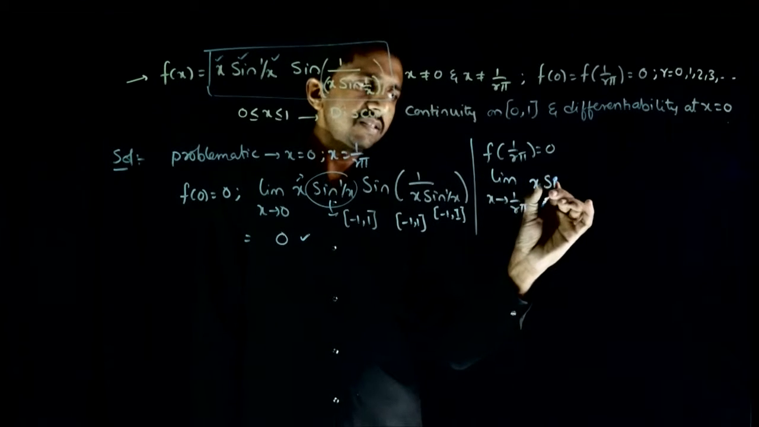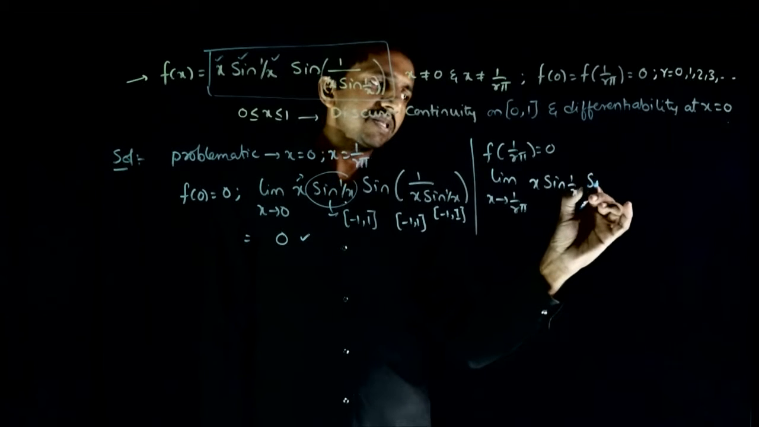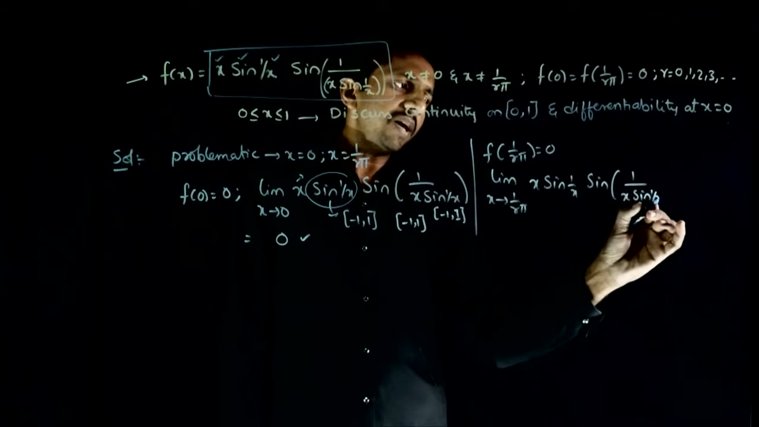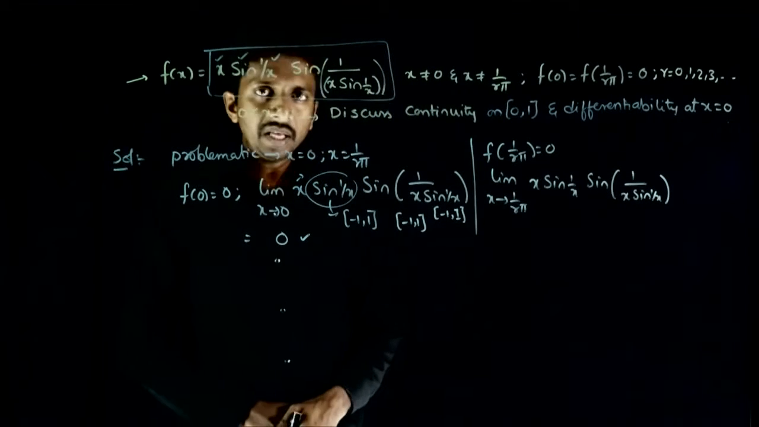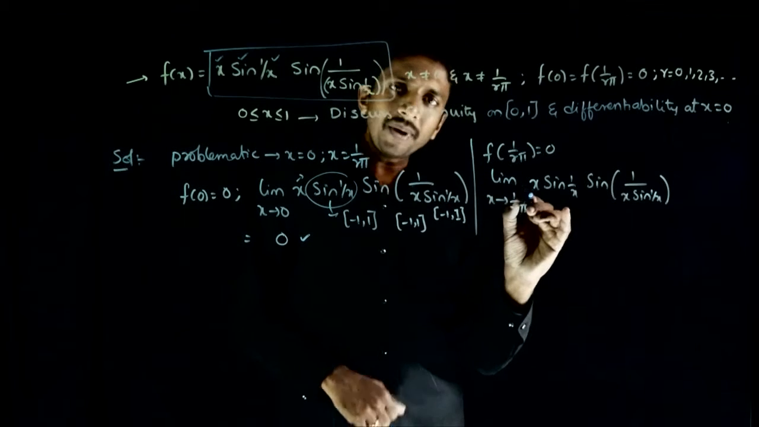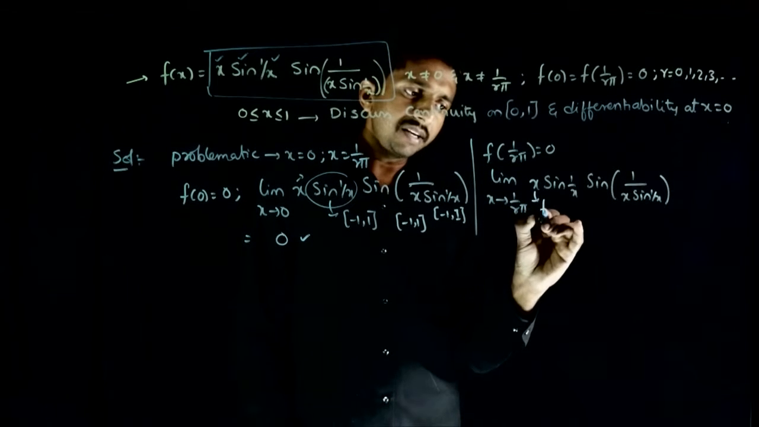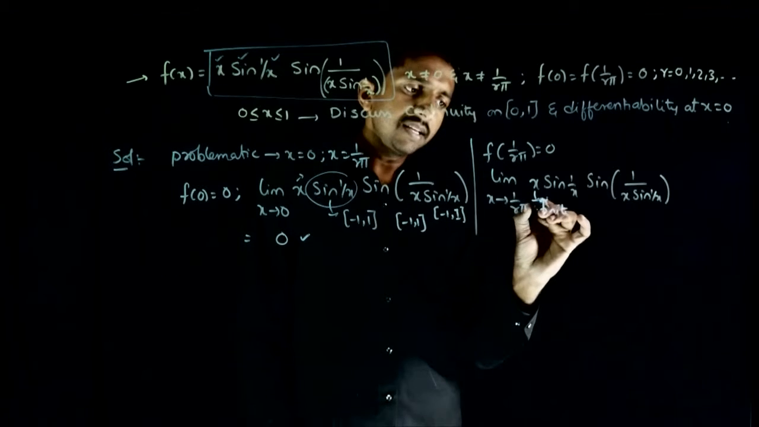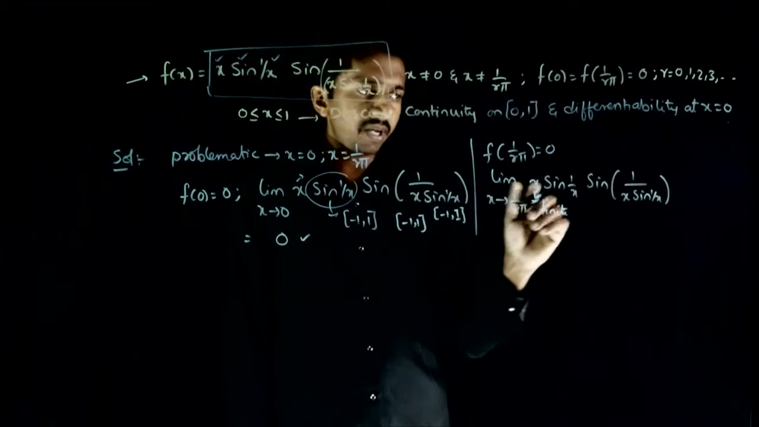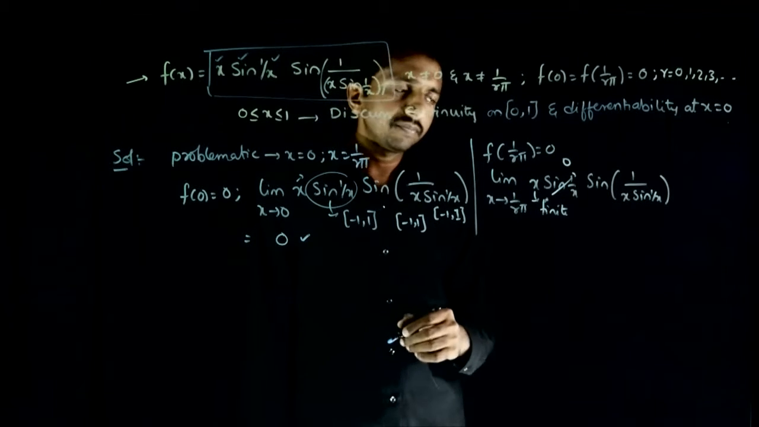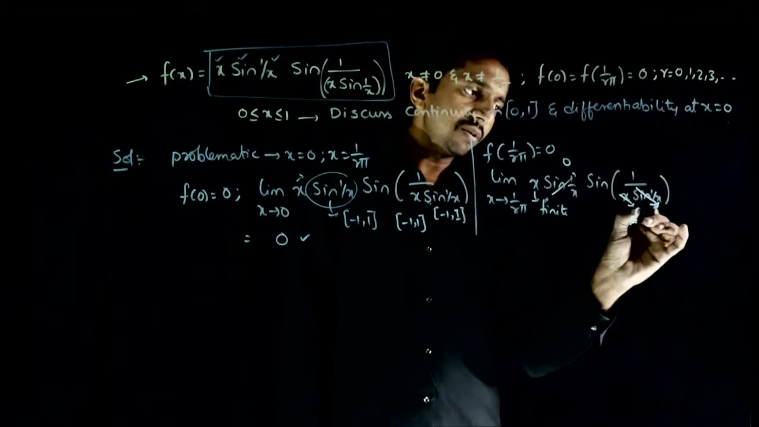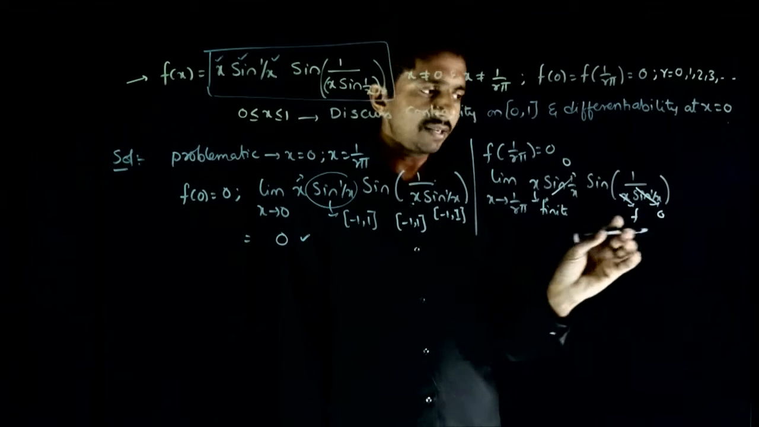x sin 1 by x into sin of 1 by x. Now x is tending to 1 by r pi. So 1 by r pi is a finite number. And if x is 1 by r pi, then sin 1 by x is sin r pi, so this is tending to 0. Now this is finite and this is tending to 0. So finite into 0 tends to 0.